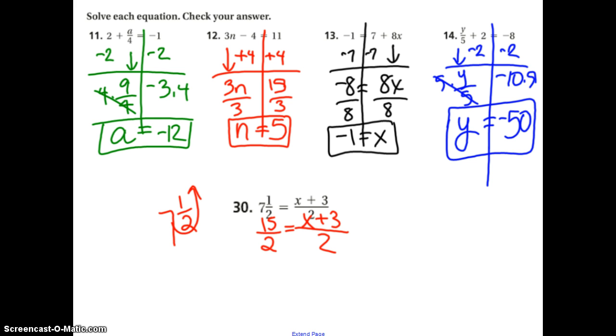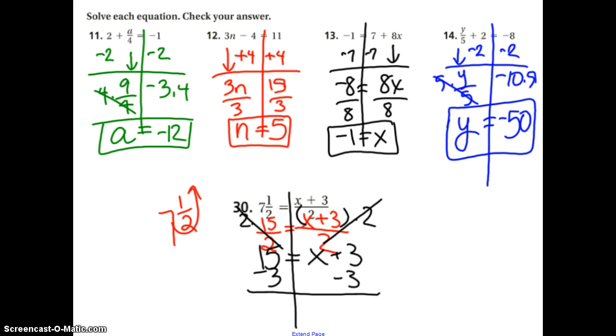Okay, how do I undo everything here? I've got to take care of that 2 first because of this parentheses up here that you put in yourself. All right, so I times 2 times 2. Look, they simplify out. 15 equals, these simplify out as well. X plus 3. How do I undo that plus 3? I subtract 3, and I end up with 12. Did you get it?